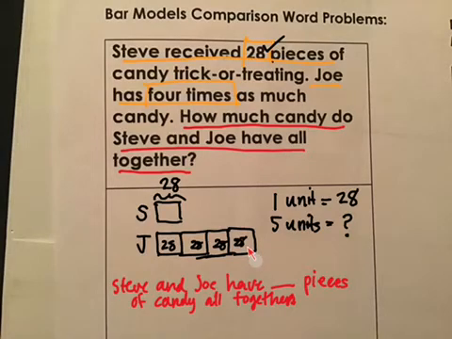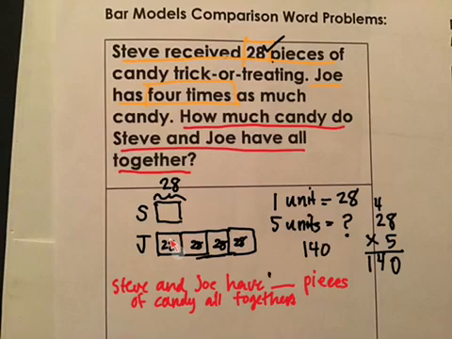That's repeated addition. But we are smart 4th grade mathematicians, so we know that we can also say 28 times 5, right? We're adding it 5 times, so let's just multiply. So 28 times 5. 8 times 5 is 40. I put my 4 up. I put my 0 down. 5 times 2 is 10, plus 4 is 14. So all 5 units together would be 140 pieces of candy. So Steve and Joe have 140 pieces of candy all together.